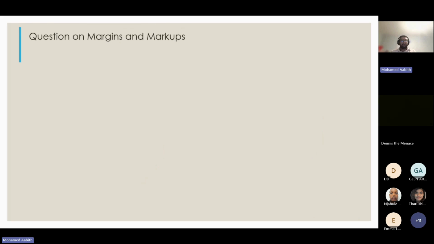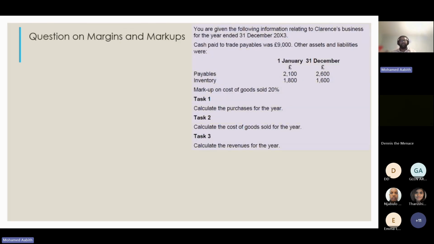Okay, so let's look at a couple of questions on margin and markup. This one is from the Kaplan book. You have been given the following information relating to Clarence's business for the year ended on 31st of March 2023. Cash paid to the payables was £9,000. Other assets and other liabilities, they have given you that information there. Markup on cost of goods sold was 20%. Calculate the purchases for the year, calculate the cost of goods sold for the year, and calculate the revenue for the year. So let's look at it one by one.